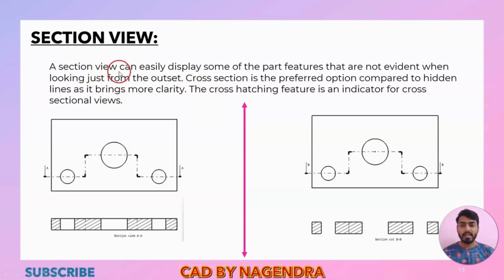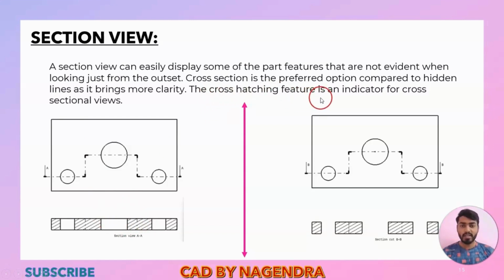We can see here a section view can easily display some of the part features that are not evident when looking just from the outside. So if you are looking from outside and you are not able to see what shape we have inside, in such a condition we will make section views. So cross section is the preferred option compared to hidden lines, as it brings more clarity. If we specify with hidden lines, we will not be able to understand properly. If we make a cut section and hatching lines, it will give more clarity where material is there and where material is not there.